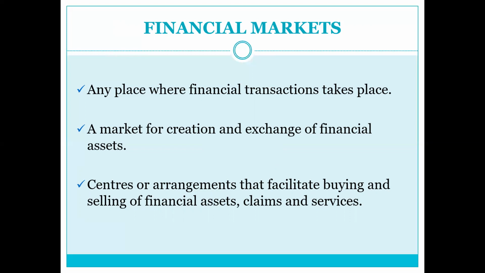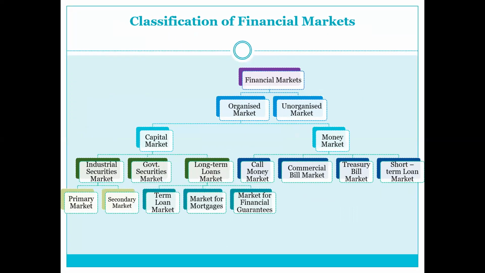Now, it is a place where financial assets are created and exchanged. It can also be defined as centers or arrangements that facilitate buying and selling of financial assets, claims, and services. So any place where financial transactions take place or any place where financial assets are bought and sold can be termed as financial markets. Now, the classification of financial markets.